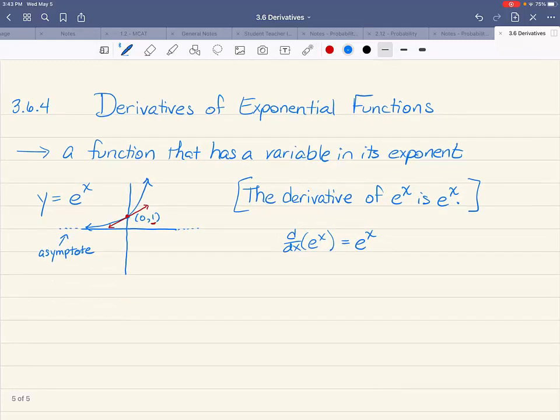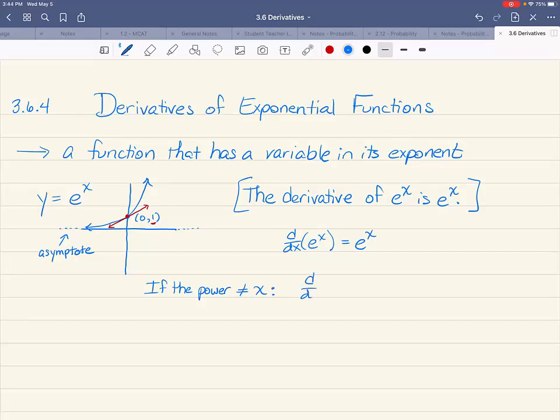Okay? But that's the only function there is that is exactly that perfect. What if the power is 2x? What if the power is x squared? What if the power is anything else? How do you do those? So if the power does not equal just an x, this is how you do it.